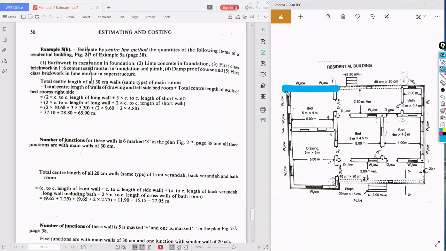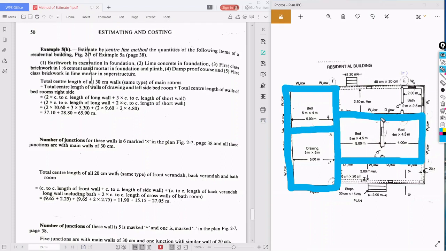So this is the 30 centimeter wall. Fine. Now again this is the 30 centimeter wall. Okay, so this is the 30 centimeter wall. Other than this, there is no 30 centimeter wall. Okay, so first we need to find out the total length from here to here. What is the length of this? All the total 30 centimeter wall. So how do we need to find it?